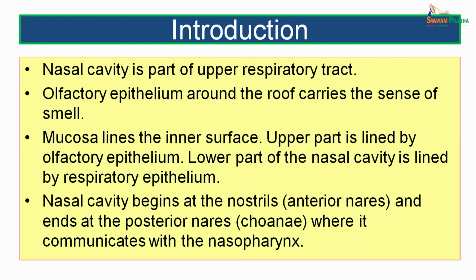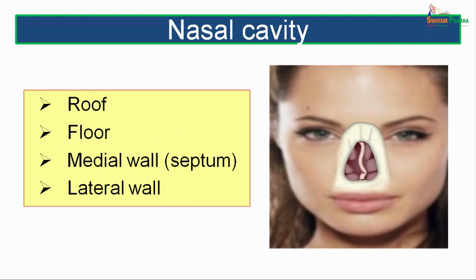The nasal cavity begins at the nostrils or the anterior nares and ends at the posterior nares, also called the choanae, where it communicates with the nasopharynx. Now, the nasal cavity, as is seen here, is made up of a roof, a floor, a medial wall, which is the nasal septum, and the lateral wall.